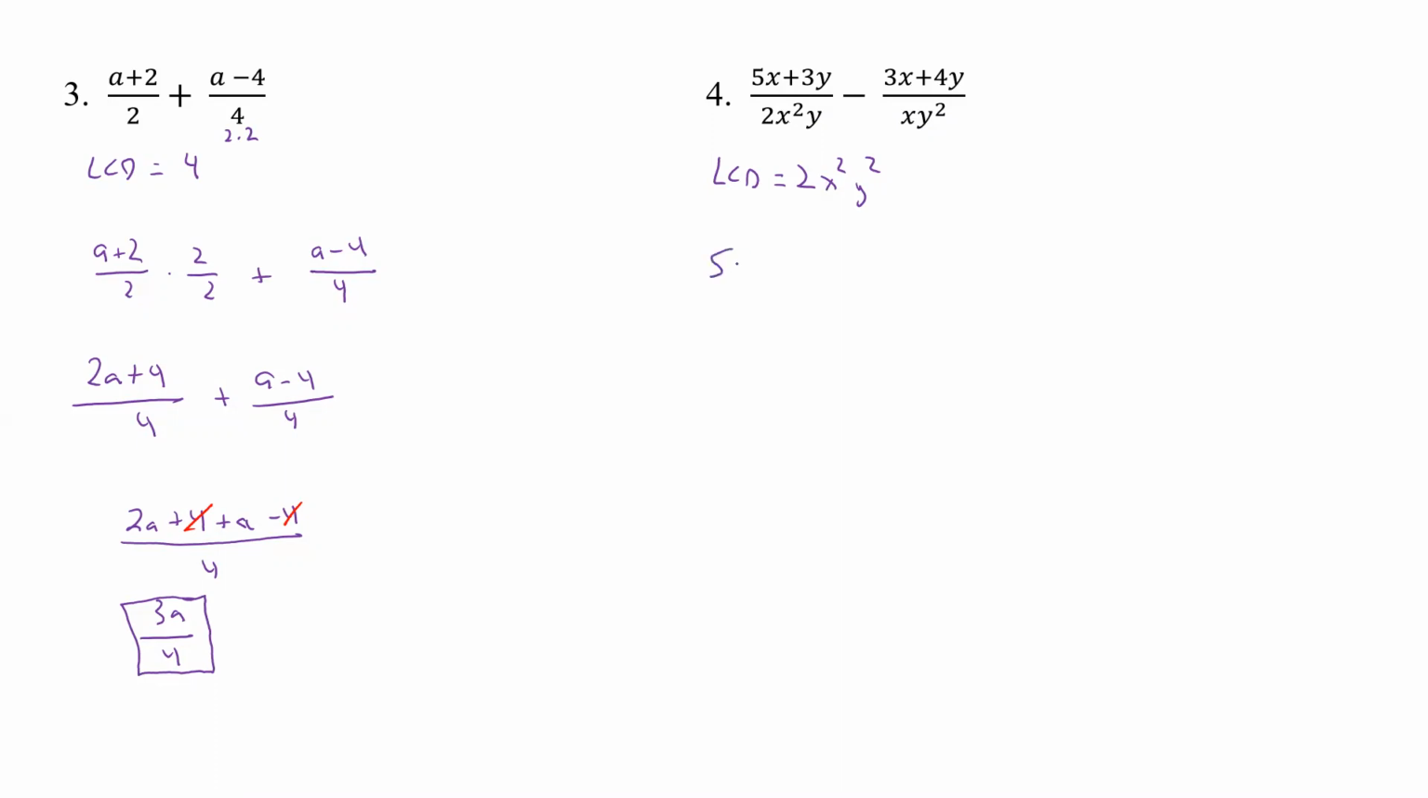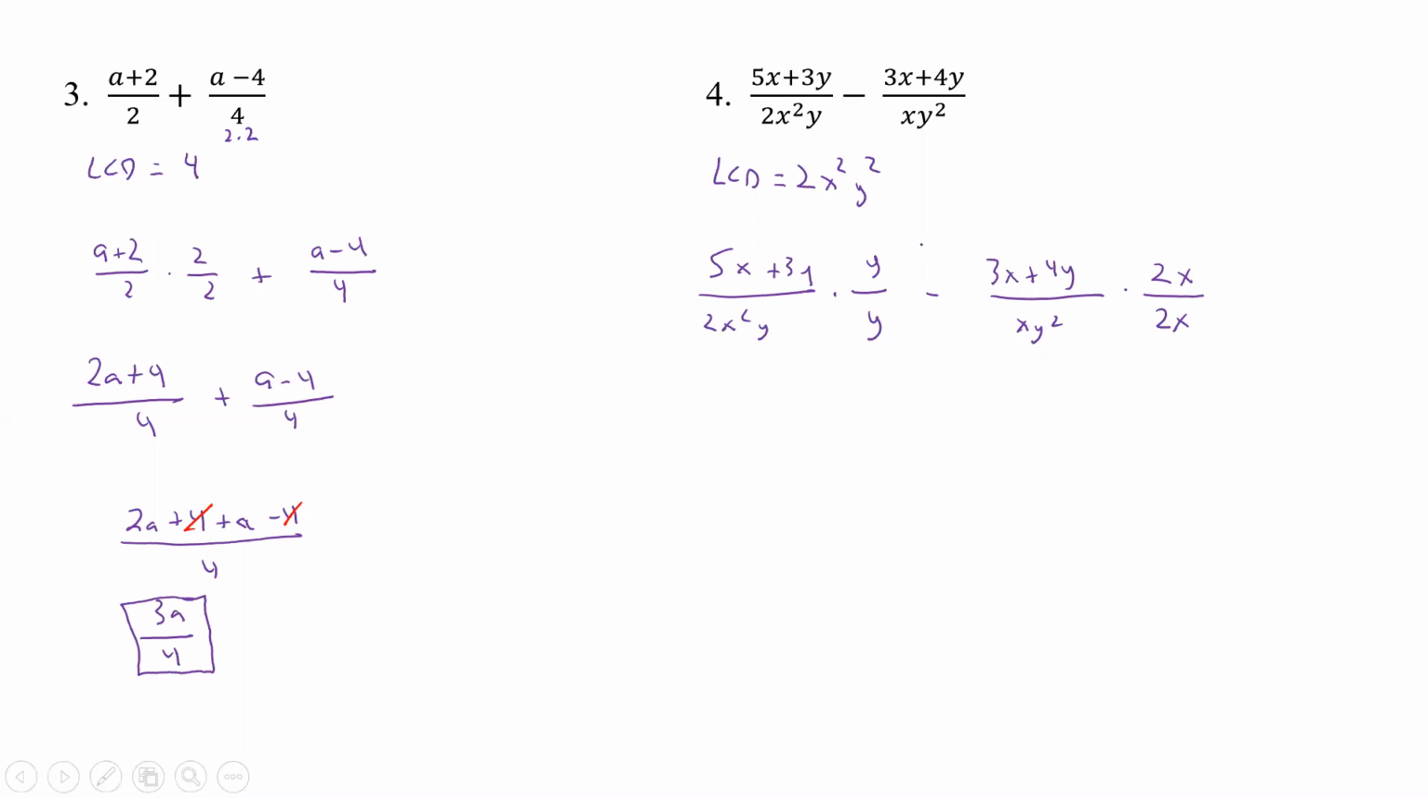So now what we have to do is take 5x plus 3y over 2x squared y times what? Well, we have the 2 already, we have the x squared already, and we only have 1 y, so we're going to have to multiply this by y over y. Now in this one we have 3x plus 4y over xy squared. So what do we have to multiply this one by? Well, we have to multiply by a 2 and an x. So a 2x over 2x. And when we do that, that gives us a 2x squared y squared. This gives us a 2x squared y squared.